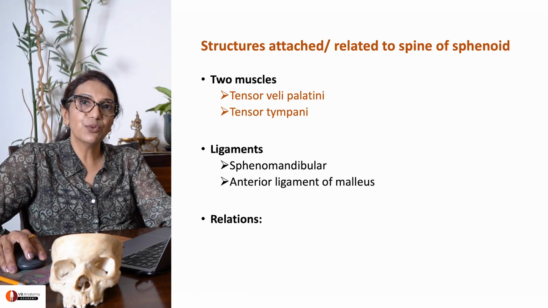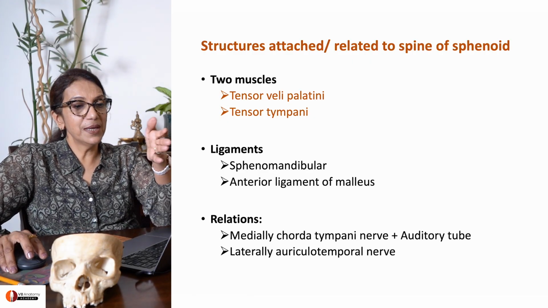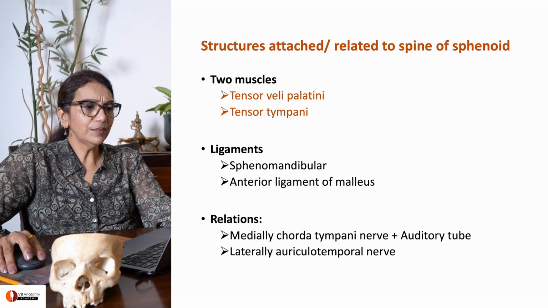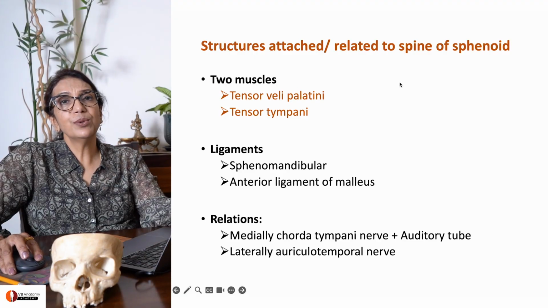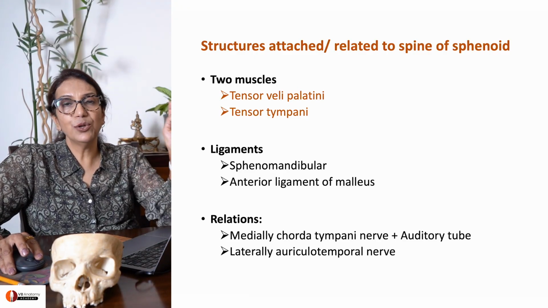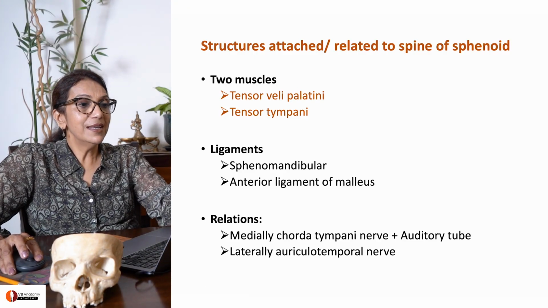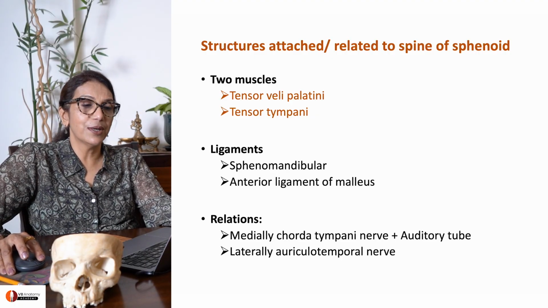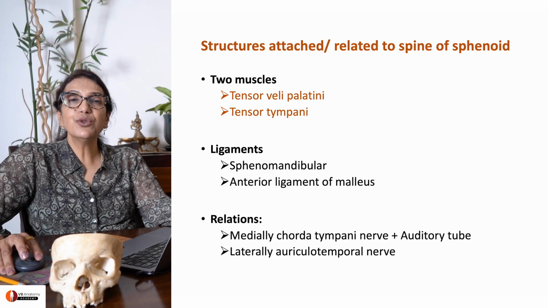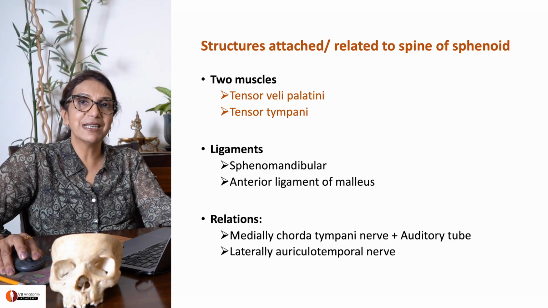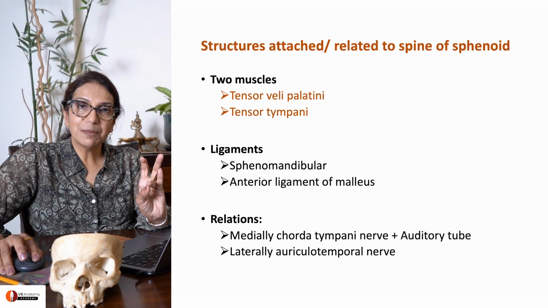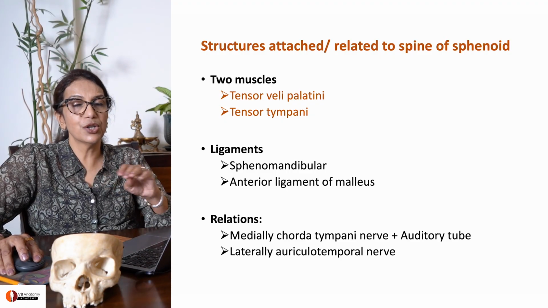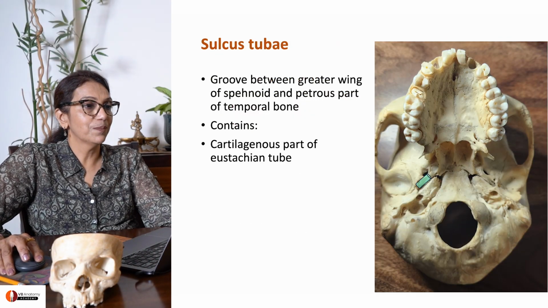What is it related to? Medially chorda tympani and auditory tube. Laterally auriculotemporal nerve. Two muscles, two ligaments, two nerves. That's fine, and just add the auditory tube to it. Okay, these are structures attached and related to the spine of sphenoid. So we just covered some of the most commonly asked Viva questions in Norma Basalis. Foramen ovale, foramen spinosum. Spine is sometimes asked. Ovale and spinosum are non-negotiable. You have to know them thoroughly.